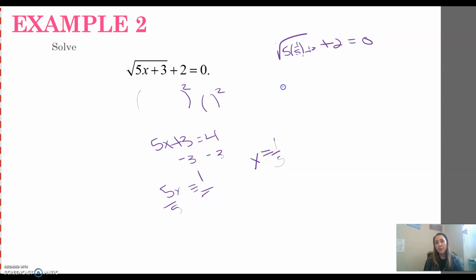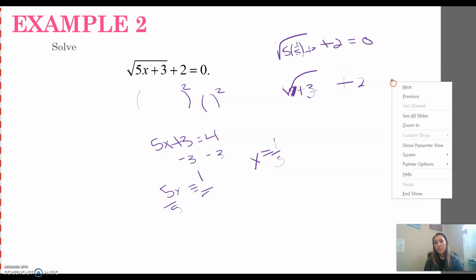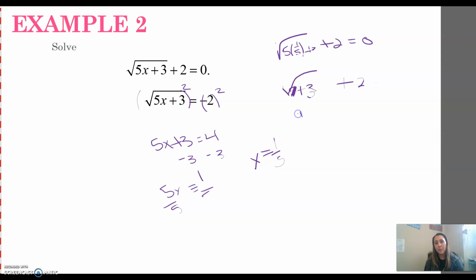Now we check. We get the square root of 5 times 1/5, which is 1. So the square root of 1, plus 3 plus 2 is equal to 0. We get the square root of 4. Oh my gosh, so this is not working. Okay, the square root of 4 is 2. 2 plus 2 does not equal 0. So that does not work.